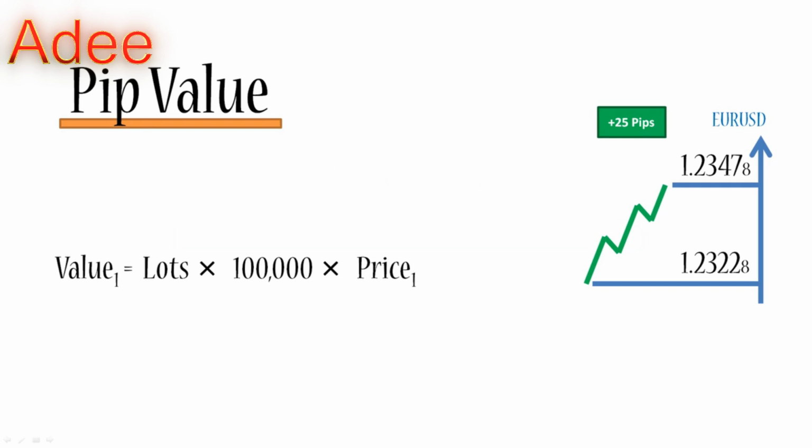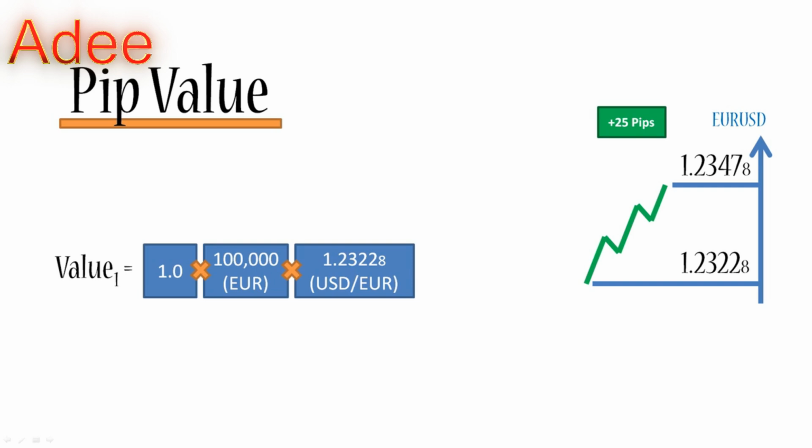So let's calculate the value of the euros that we bought at the moment when we entered into the transaction. The value of the euros that we bought is calculated as the number of lots times 100,000 units of base currency times the price at 0.1. So if we replace those, that'll be 1 lot. We'll look at an example where we bought 1 lot. So 1 lot times 100,000 euros times 1.23228 dollars per euro. And that gives us $123,228.